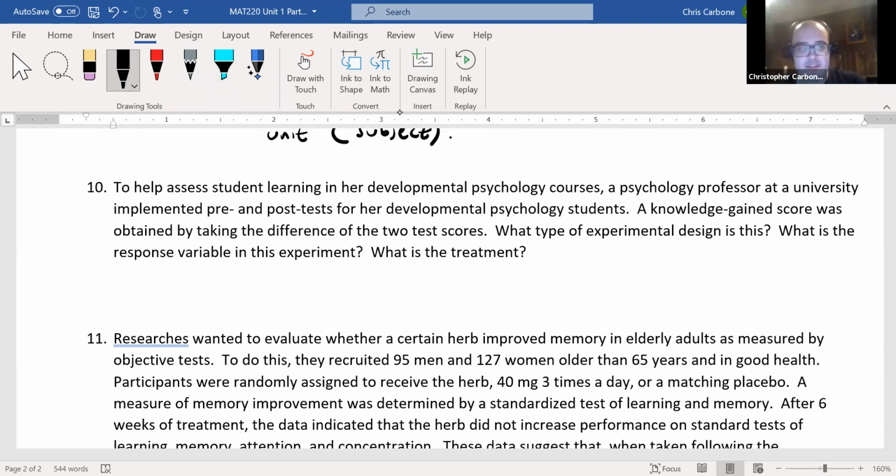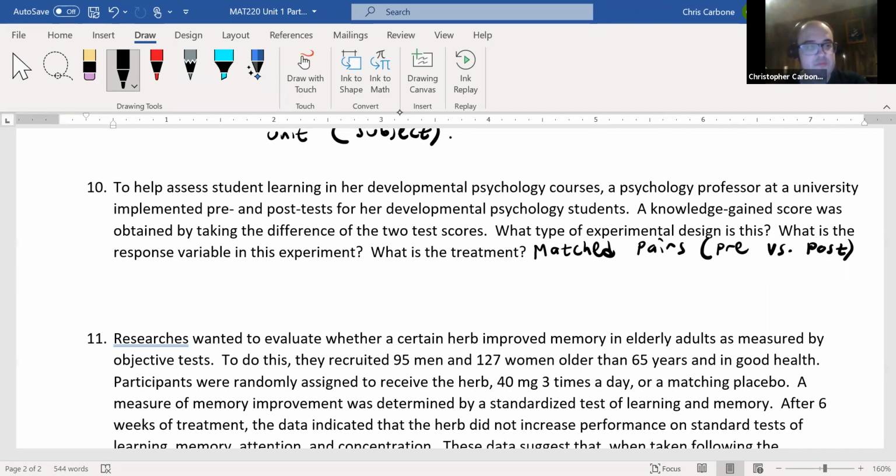So for the experimental design, this is a matched pairs. Right, this uses a pre-test versus a post-test, based on each student.